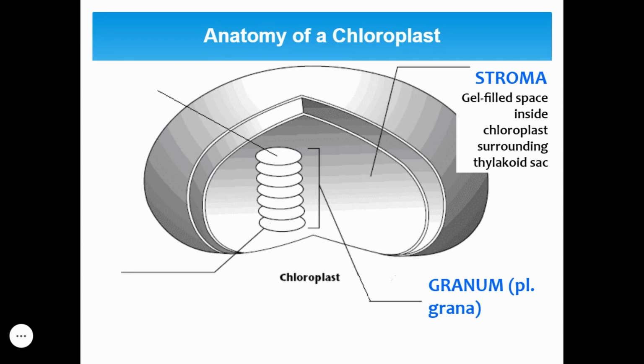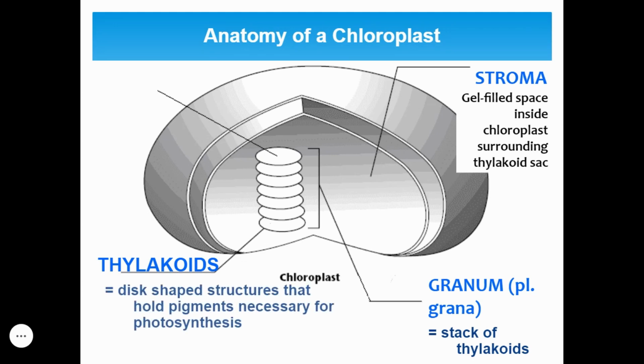And then we have this stack here called a granum. Now, if we're talking about more than one, then we call them grana. These are a stack of thylakoids. Finally, we're going to talk about what a thylakoid is. So each one of those little discs in that stack is a thylakoid. And thylakoids are disc-shaped structures that hold the pigments necessary for photosynthesis.